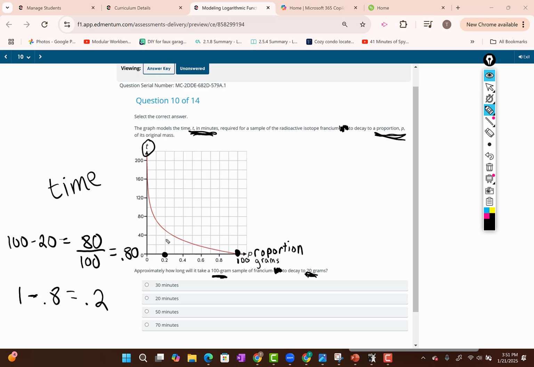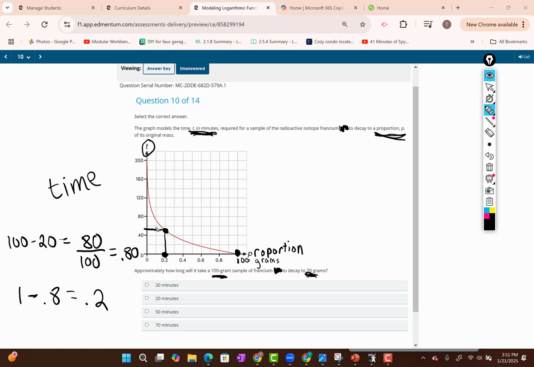So then finally they want to know, okay, how much time did it take to get to this decay rate, to get to 20 grams of this substance? Well, we just look here on the curve. The curve at 0.2 corresponds to this point. We look to the left to figure out how much time that is.